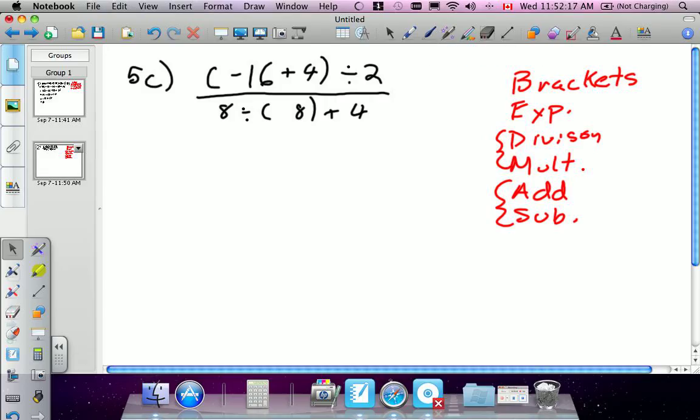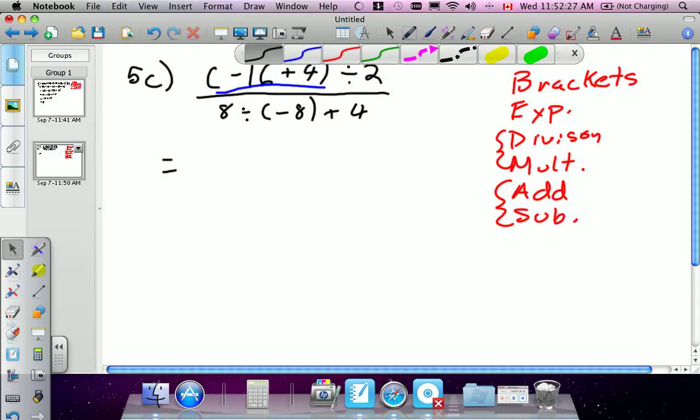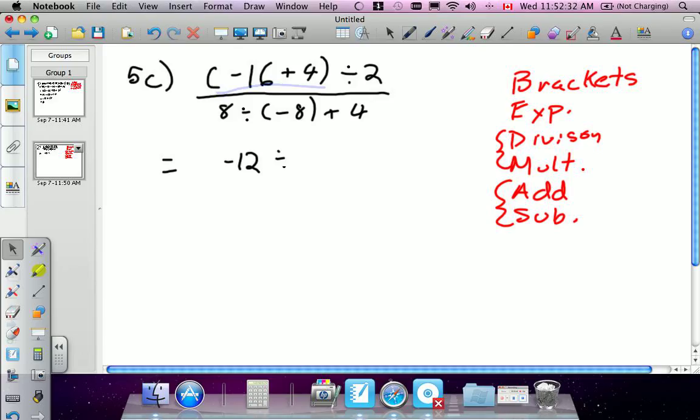Okay? So, what I'm going to do is deal with the first part of this question. Negative 16 plus 4 is negative 12. Good. Okay? Negative 12. And if I want, I can keep it in the bracket, or I can leave it out of the brackets. Whichever you like to do, whatever you're more comfortable with is fine. I'm left with, let's write the bottom too, 8 divided by negative 8 plus 4, okay?